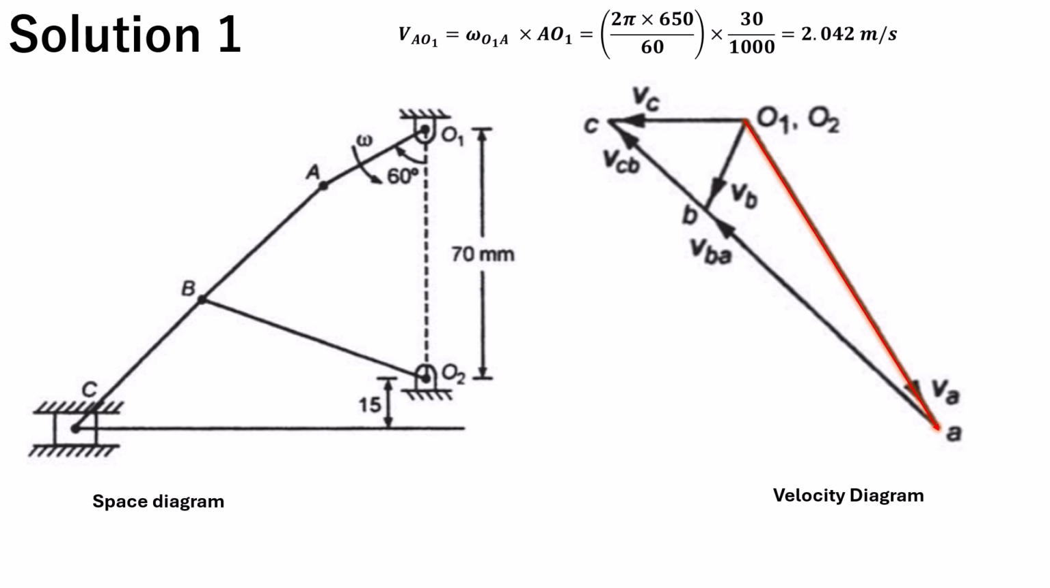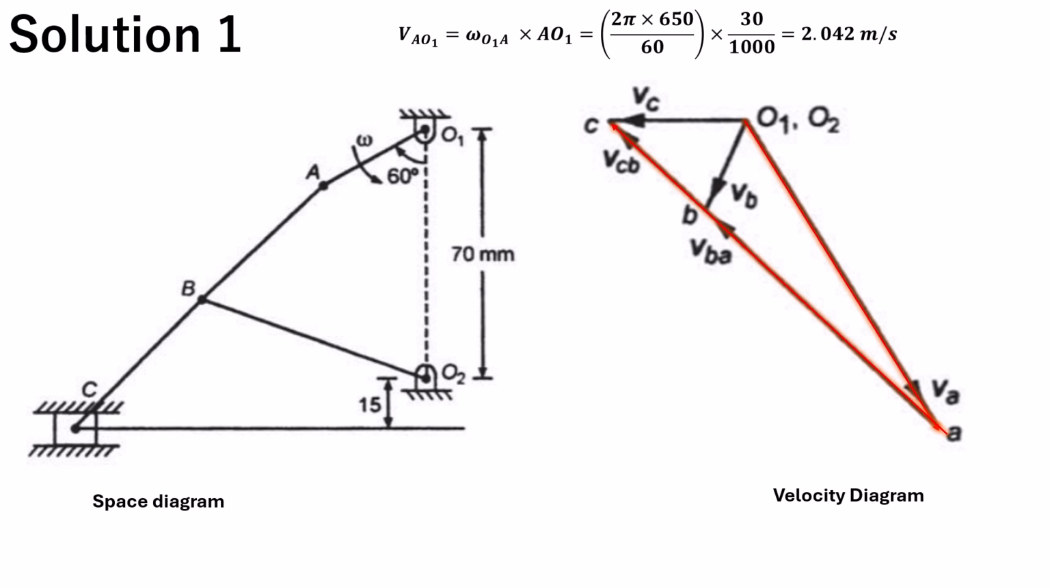And then from the tip of the velocity of A, we draw a line perpendicular to the link AB. And this is going to represent the velocity of B with respect to A in that direction as shown.